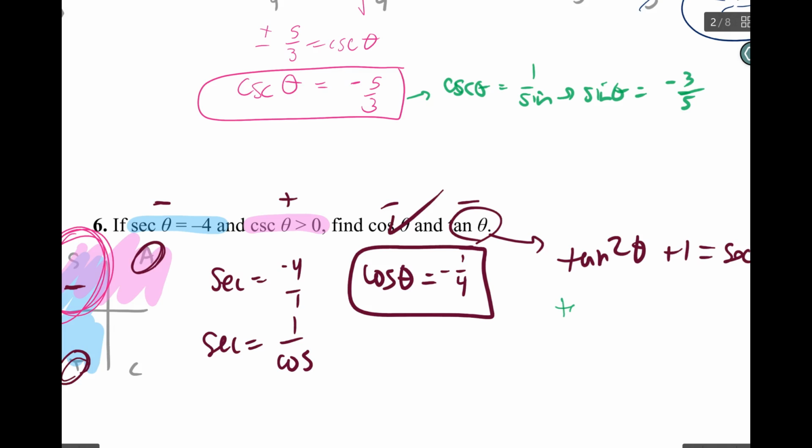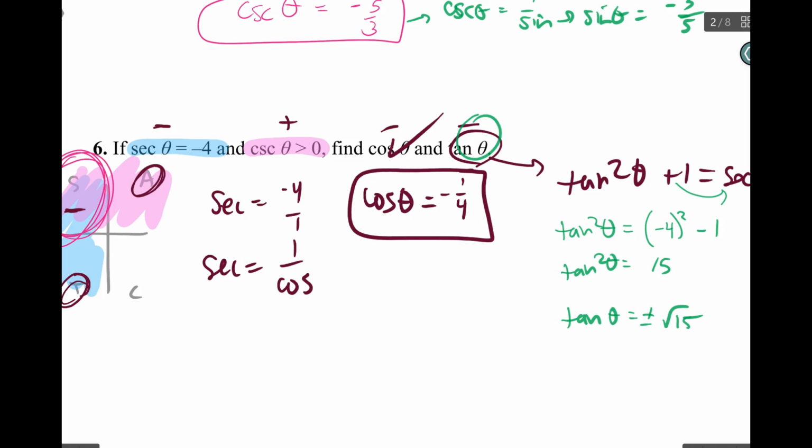So tangent squared theta equals secant, let's see, -4 squared minus 1, I just moved it over. So 16 minus 1 is 15. Tangent squared theta is equal to 15. Square root both sides. Here, tangent of theta will be plus or minus the square root of 15. And we already decided it should be a minus. So tangent of theta is negative square root 15.